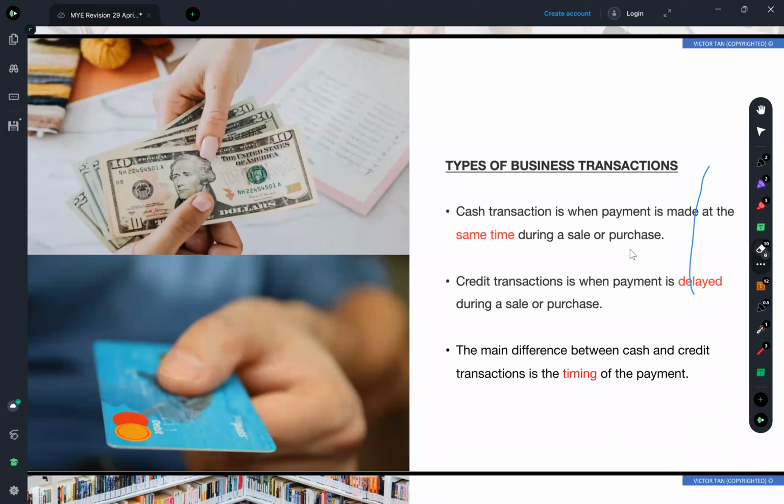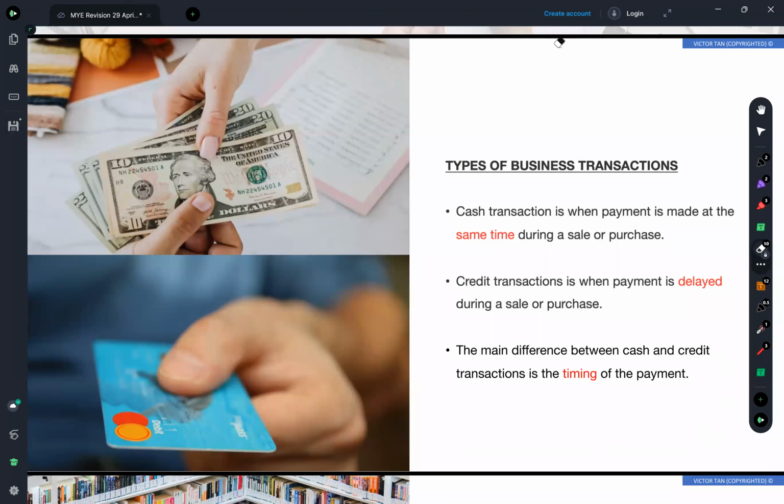When you use a credit card to pay, you buy the thing now, but actually you don't need to pay now. You can pay one month later, that kind of thing, depending on your credit card. So the main difference between a cash and credit transaction is the timing of the payment.